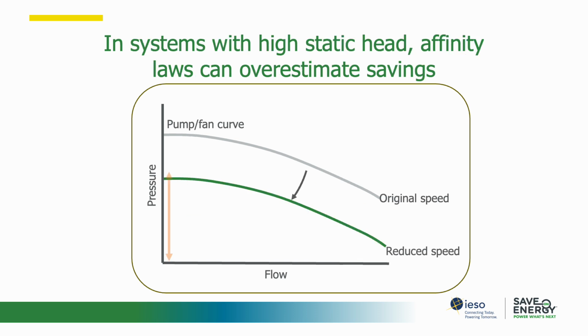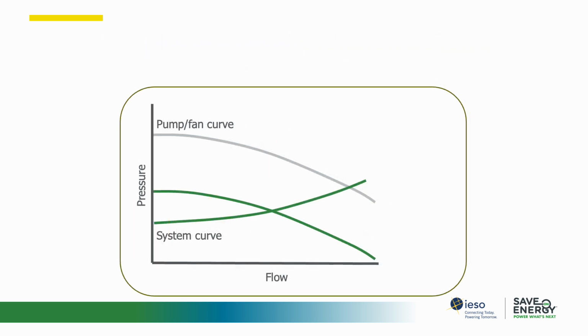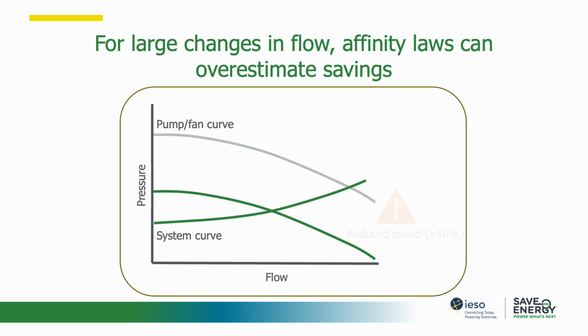It's important to note that in systems with a high static head, where the fluid is lifted a significant amount, the change in the system curve means that the affinity law will overestimate the savings. Affinity laws also lose accuracy when considering larger changes in flow, for example greater than 10%, because they do not account for other factors such as changes in motor efficiency or other system interactions.